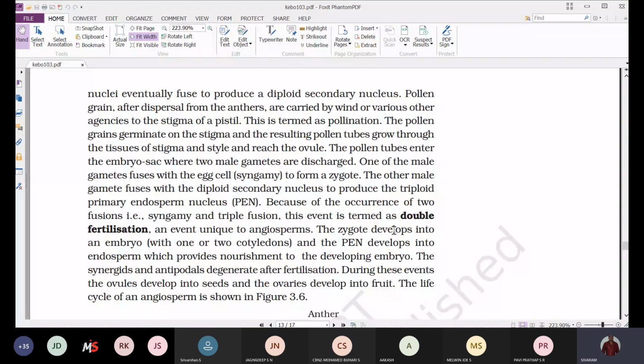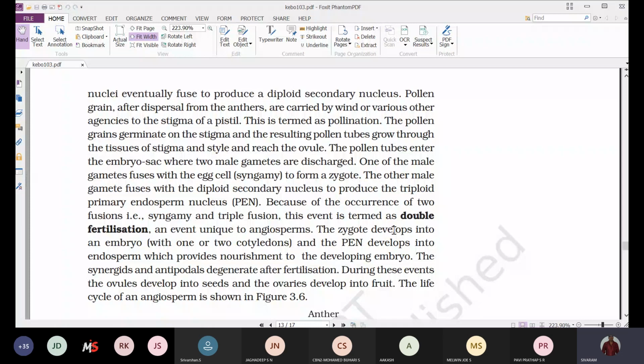That means three sets, because two sets are already there with the secondary nucleus, and the third set is added by the male gamete, because the male gamete is haploid. So totally three sets, so we say triploid. Triploid primary endosperm nucleus. In simple, we call it PEN: P for primary, E for endosperm, N for nucleus. And this process we call triple fusion.